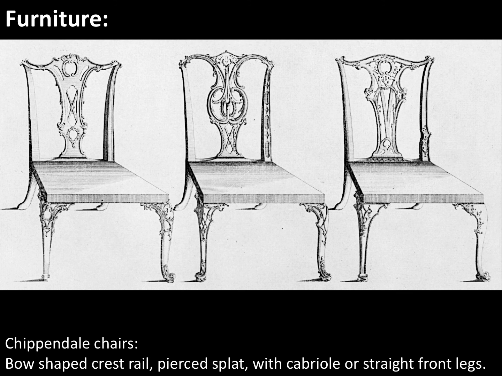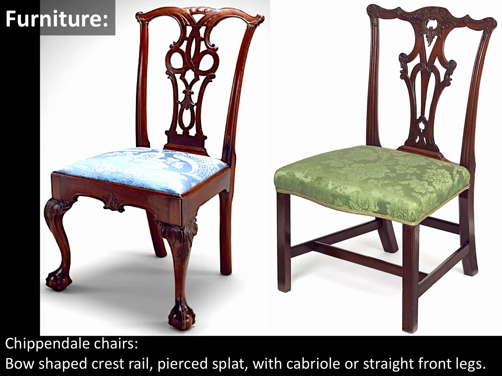Here's some illustrations from a Chippendale book published in the 1750s. All of them have that bow-shaped crest rail and that pierced splat with either a straight leg or a cabriole leg. All of the ones in this drawing are cabriole legs, but they even have decoration on the knee, don't they? And there you go. There's the real thing. Very distinctive Chippendale chairs. It's all about the shape of that top crest rail.